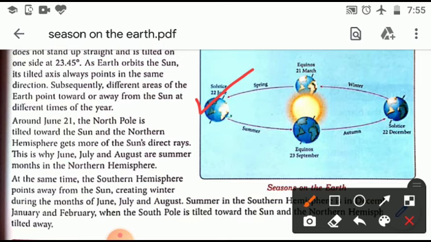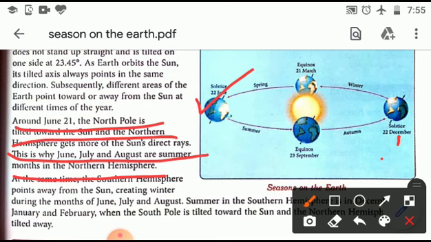Why? Because the sun is facing just above the Tropic of Cancer and the North Pole is slightly tilted toward the sun. That's why the northern hemisphere will have the summer season. So this is why June, July and August are the summer season months in the northern hemisphere. It is written here: around June 21, the North Pole is tilted toward the sun and the northern hemisphere then gets more of the sun's direct light.